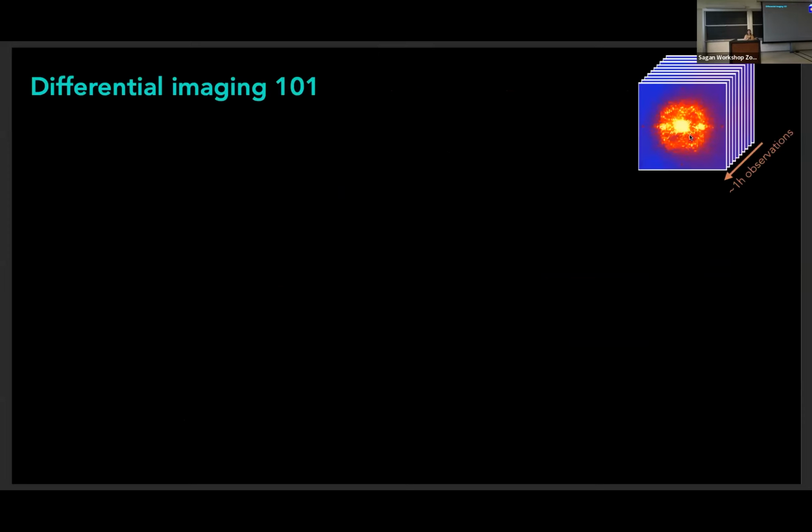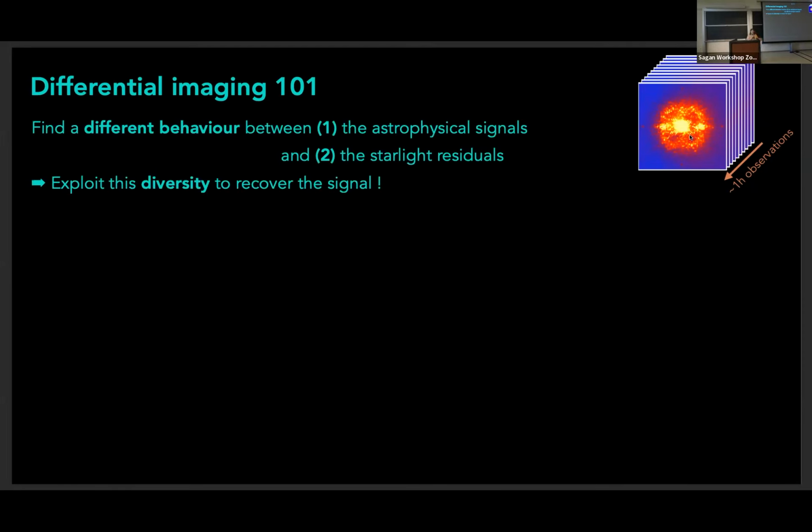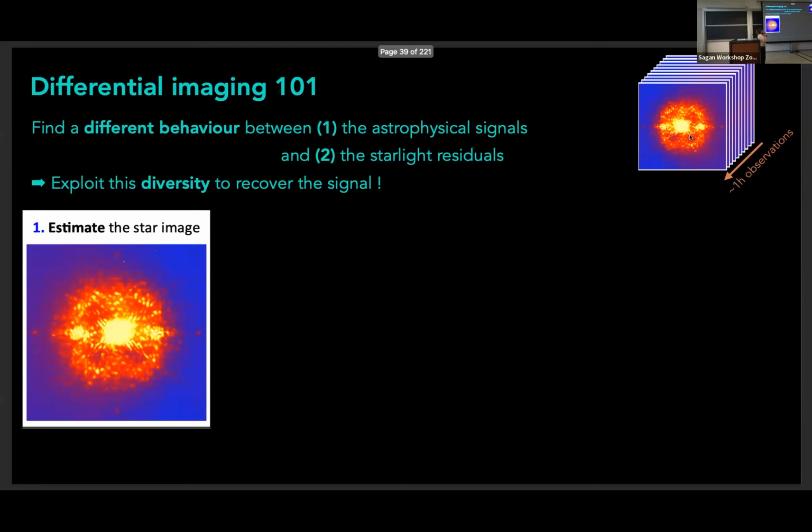Okay, so 101, differential imaging. That's what you've probably heard many times before. The baseline today is that we have a one hour observation temporal cube of coronagraphic images. And we have to find a different behavior between the starlight residuals, the stellar glare, and the astrophysical signal, so disk or planets, that we're looking for. We want to exploit this so-called diversity to recover the signal. The basic steps are: first, we have to estimate the image of the star alone without any planets or disk inside. Sometimes we call this the reference PSF, and that's how I'm going to call it for the rest of the talk.